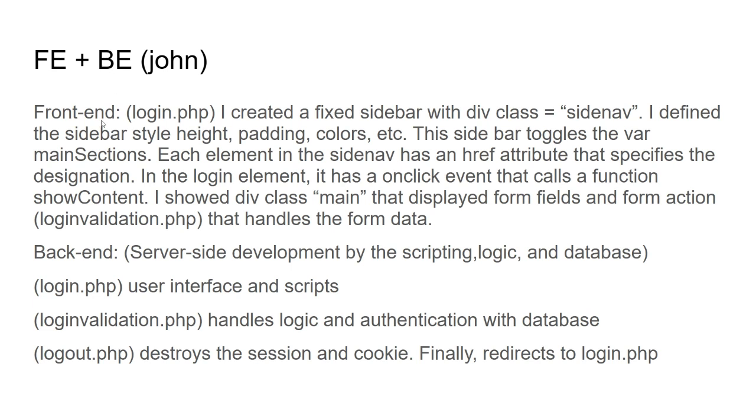Here's my front end and back end part. The front end is basically the user interface and scripts. I styled it. I made a sidebar. Each element in the sidebar had an href attribute that specified the destination. So you could go to other pages, or I also made one onclick event. It calls a function, show content. So I hide the main content. Once you click the sidebar, it'll display that main content that contains the form fields and form actions.